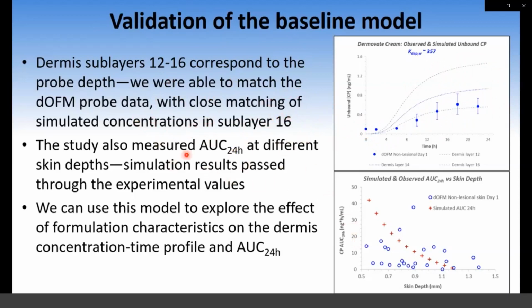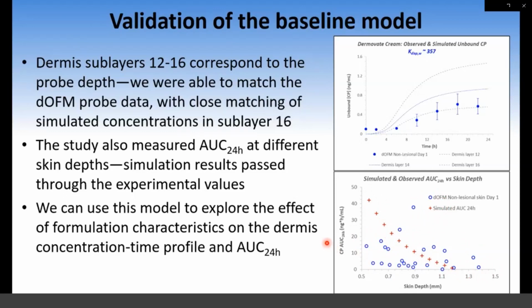The study also measured the 24-hour AUC at different skin depths, and that's going to be the blue open circles here. Okay, so they put the probe at different depths and measured the 24-hour AUC at these different depths. So you can see there was quite a bit of scatter in the experimental data, but they did find a statistical decline in the AUC with increasing skin depth. And you can see here with the red crosses our simulated AUC at different probe depths. And you can see that the simulation results pass through the experimental values.